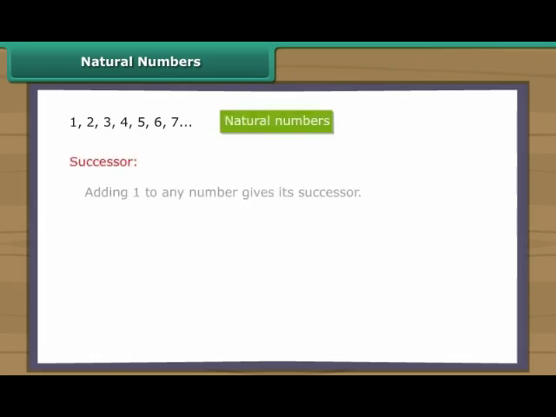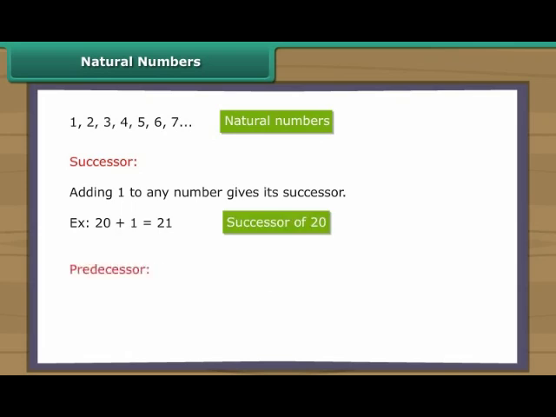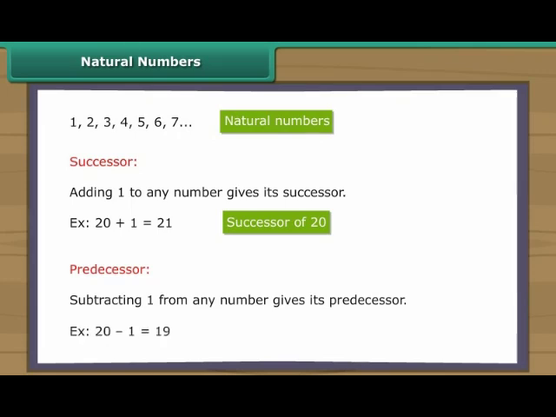Natural numbers. We use 1, 2, 3, 4 to count the objects. Counting numbers are also known as natural numbers. Adding 1 to any number gives its successor. Example, 1 added to 20 gives 21, which is the successor of 20. Subtracting 1 from any number gives its predecessor. Example, subtracting 1 from 20 gives 19, which is the predecessor of 20.